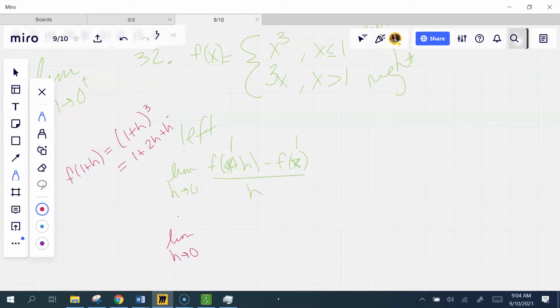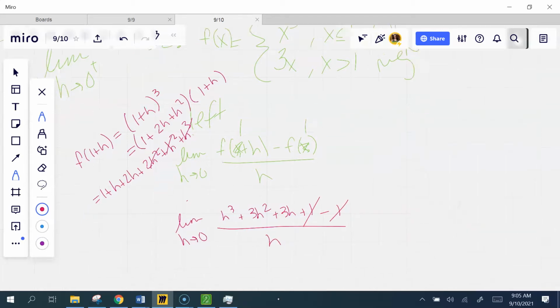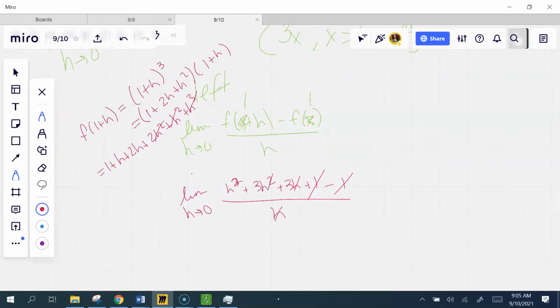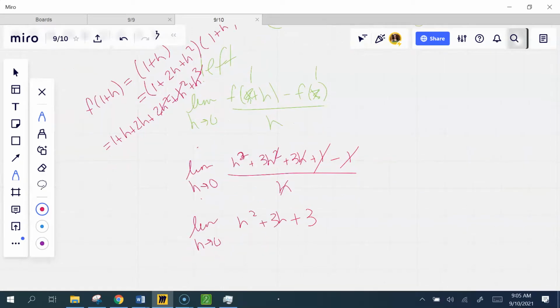1 plus 2h plus h squared times 1 plus h is going to be 1 plus h plus 2h plus 2h squared plus h squared plus h cubed. So it's going to be h to the third. How many h squareds? 3. 3 h's, and 1. Minus 1 to the third is 1. You're exactly right. Over h, the 1's cancel. H, H, H, H. And then h goes to 0: h squared plus 3h plus 3. And yes, Noah, it goes to 3. And Ali and Allison, yes, it is. Two of y'all said 3 back there at the same time.